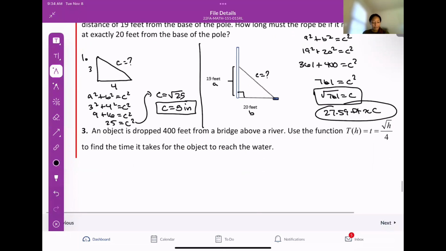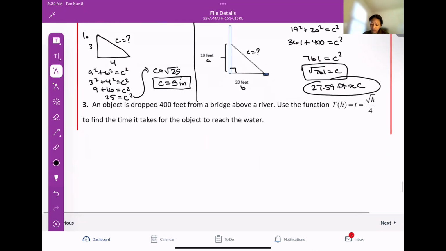All right, last one of these. Ooh, an object is dropped 40 feet from a bridge above a river. Okay. Use the function T of H equals the square root of H over 4 to find the time it takes for the object to hit the water. H is the height at which you're dropping the object from. If you take the square root of that height and divide by 4, that gives you an approximation of how long it takes for the object to hit the ground or hit the water.